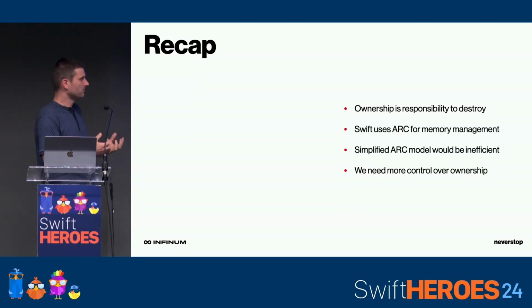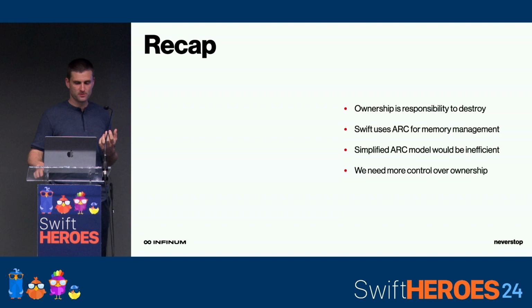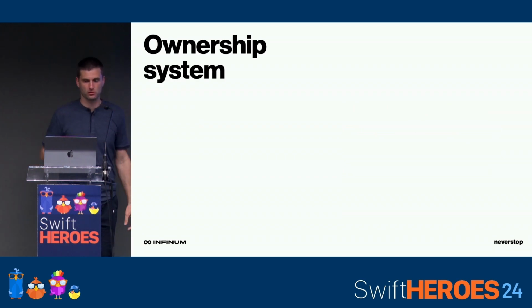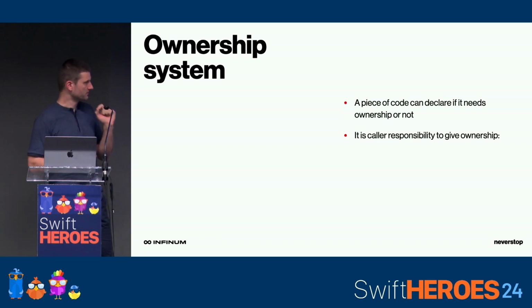So we can do better, but we need more control over ownership rules. And this is what the ownership system allows us to do. The ownership system now tells us that a piece of code, some code structure, can declare if it needs ownership or not. And it will say that it is the caller's responsibility, so someone who calls this code, to give that ownership.